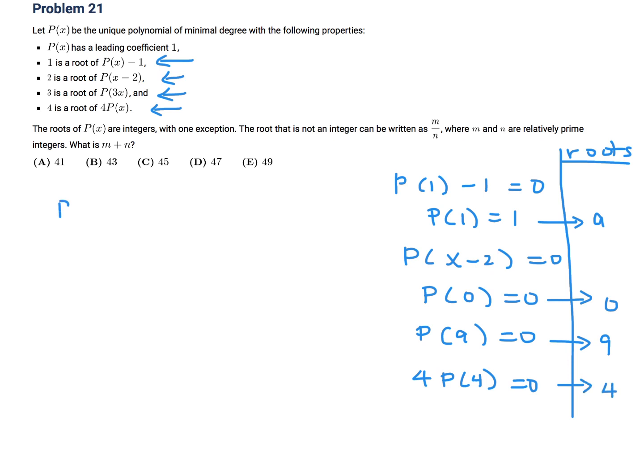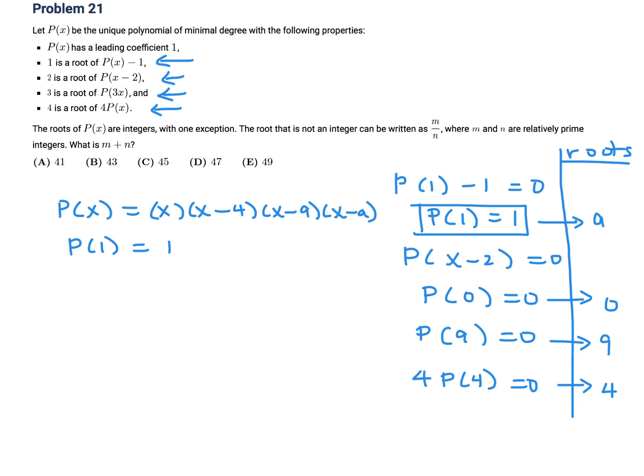Okay, so our polynomial is obviously x times (x minus 4) times (x minus 9) times (x minus a). The a we don't know. And then we have this piece of information, so that means that p(1), which would be 1 times (1 minus 4), which is negative 3, times (1 minus 9), which is negative 8, times (1 minus a), is equal to 1. So 1 would be 24 minus 24a, correct? If I did this right. Make sure I do that right.